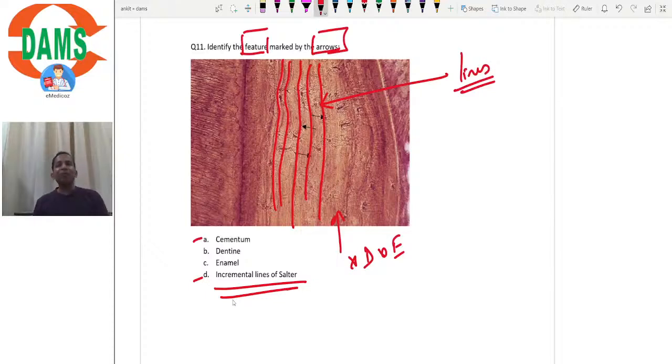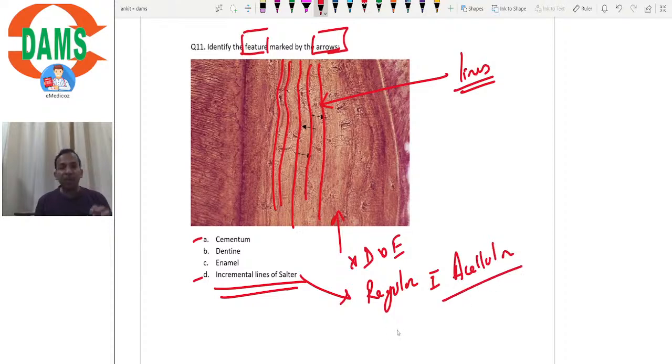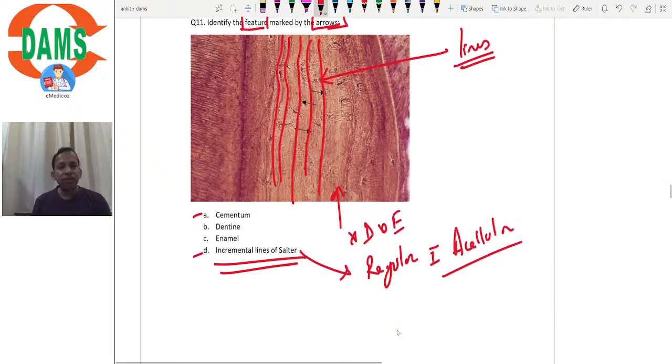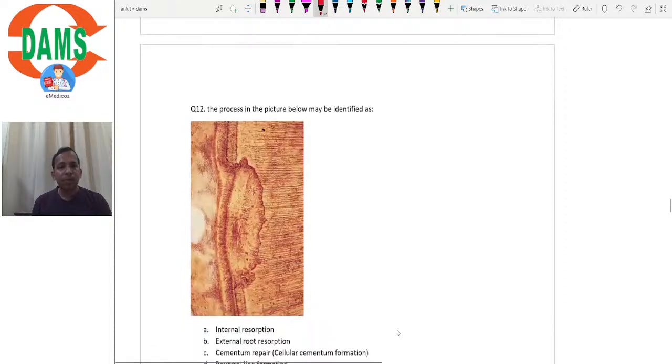So these are the incremental lines in the cementum, and these incremental lines of Salter are more regular in acellular cementum, whereas they are irregular in the cellular cementum. Is it clear? They are irregular in cellular, whereas they are regular in acellular cementum. So let's go to the next question.